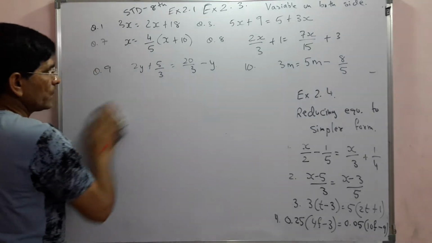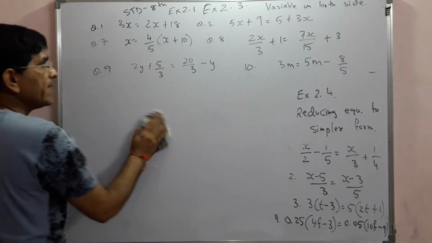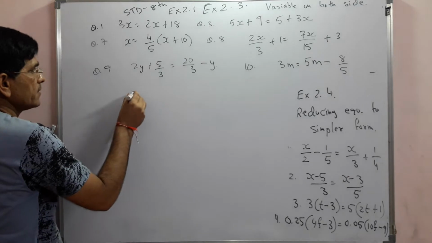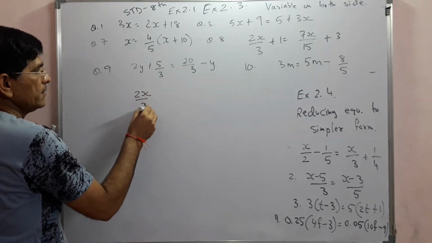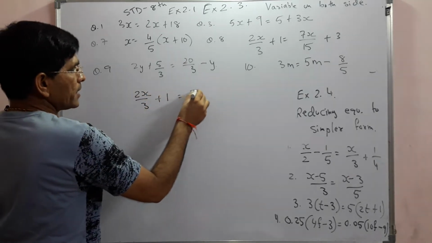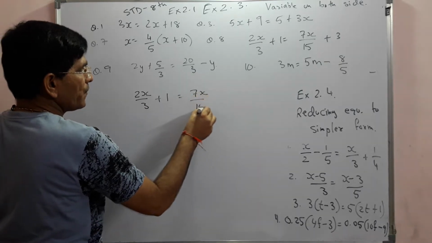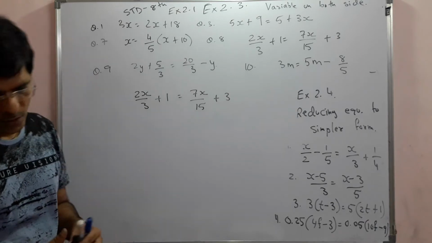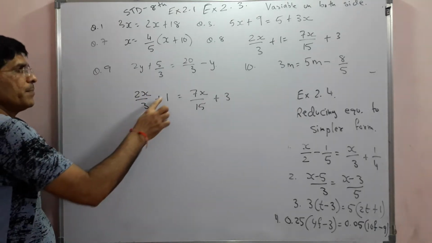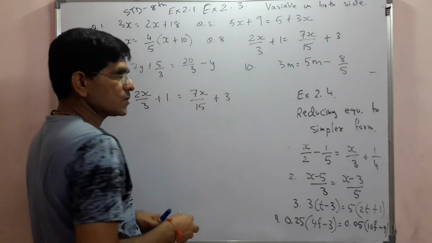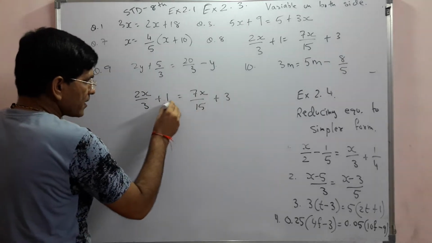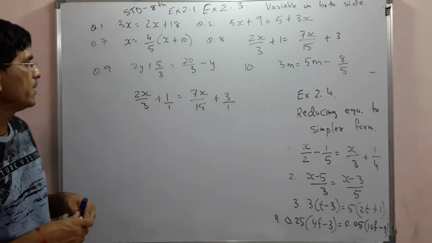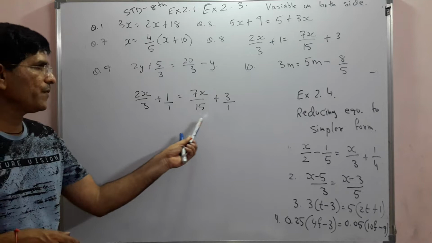Now some sums related to the denominator. So here the sum is 2x upon 3 plus 1 is equal to 7x upon 15 plus 3. Now that is a concept. What is our first target? First write the whole denominator properly. So here the denominators are 3, here 1, here 15, here 1.